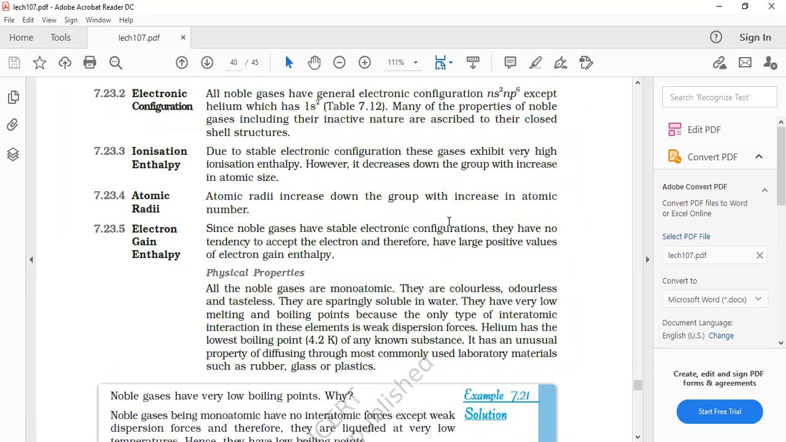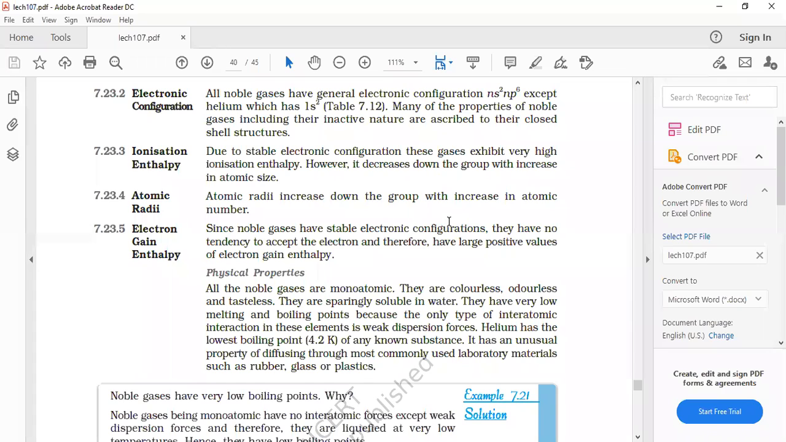So first is electronic configuration. The general electronic configuration of group 18 elements is ns2 np6, except helium, which is 1s2 only.